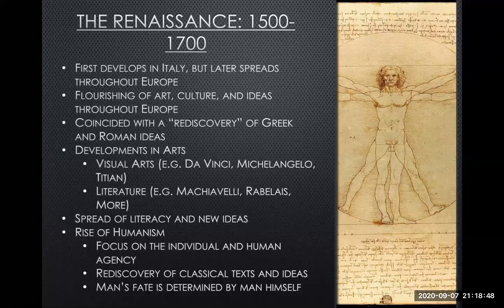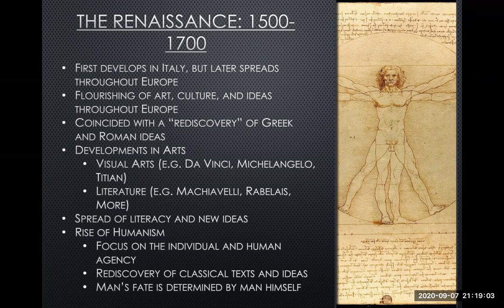At the same time, we see major advancements in the arts. We see this in the visual arts. This is a period of people like Da Vinci, one of whose sketches you see here on the right, a famous sketch. Also individuals like Michelangelo, Titian. Also major advancements in literature, so figures like Machiavelli, Rabelais, and so on. And really dovetailing with this is the spread of literacy and new ideas. A lot of this has to do with the printing press as well.